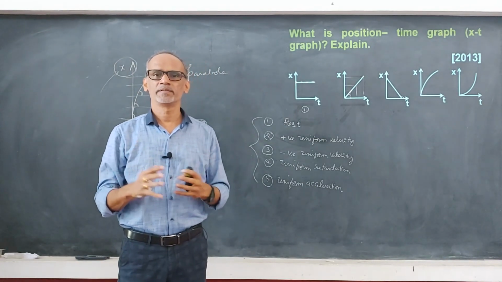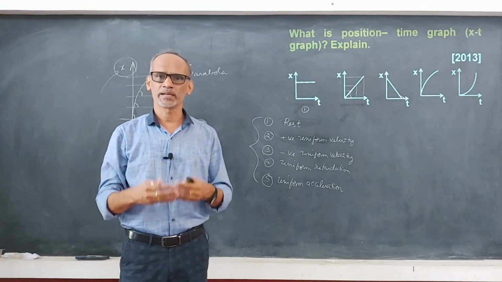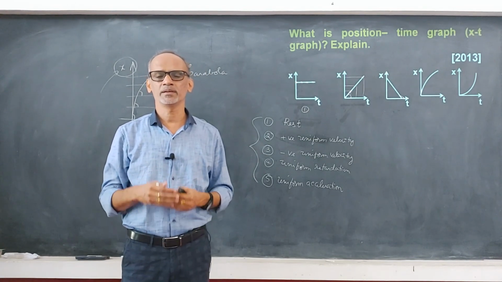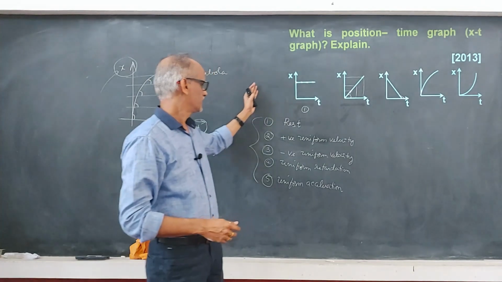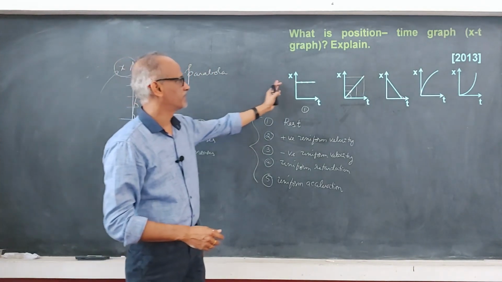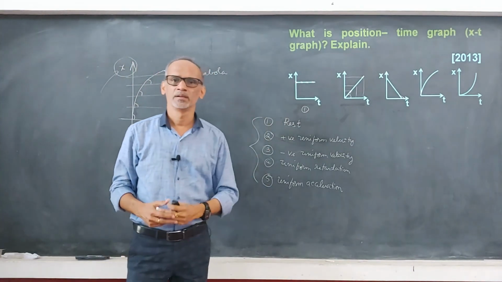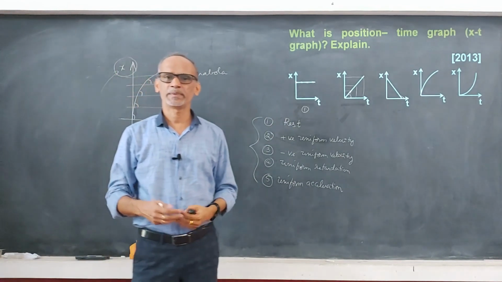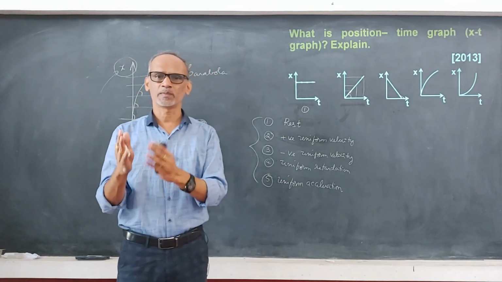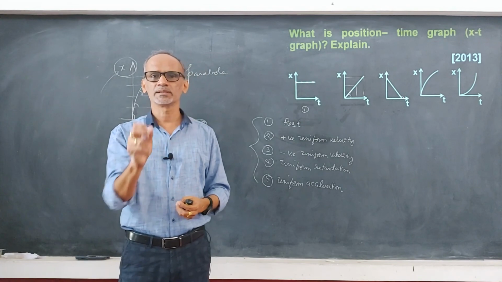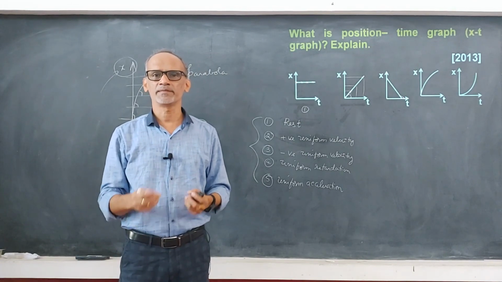So the advantage of the xt graph is that we can learn the nature of motion of the body, and these are the different natures of motion for which we get different graphs. And this is an important topic. Repeatedly they have asked questions in the exam for 1 mark or 2 marks to draw certain types of the graph. Draw xt graph when the body is at rest.